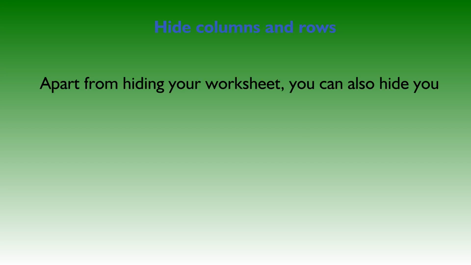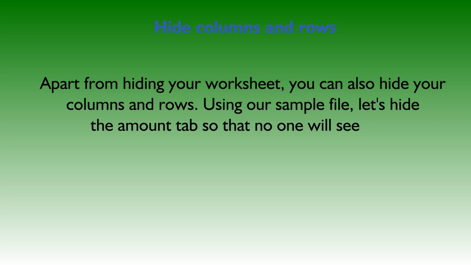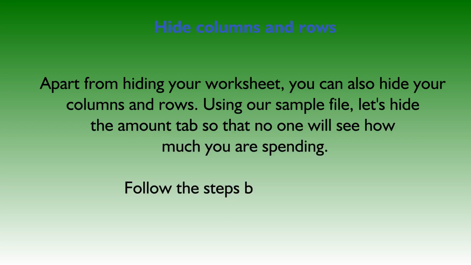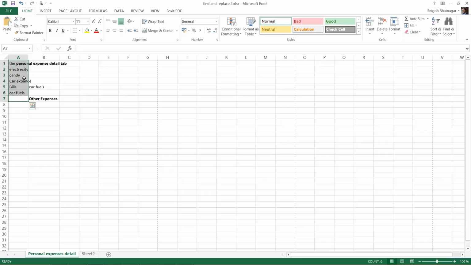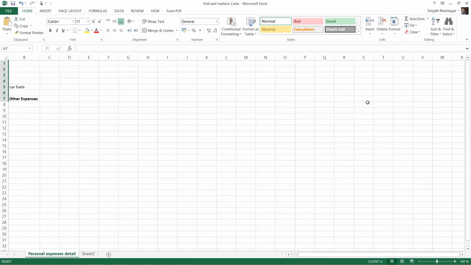Hide columns and rows. Apart from hiding your worksheet, you can also hide your columns and rows. Using our sample file, let's hide the Amount tab so that no one will see how much you're spending. To do that, follow these steps. 1. Select the column you want to hide. We will select the Amount column as shown here. 2. Go to the Home tab and click on Format. 3. Under Visibility, select Hide and Unhide, as shown in this figure. 4. Select Hide Columns. A green line will appear showing you there's a hidden column there.